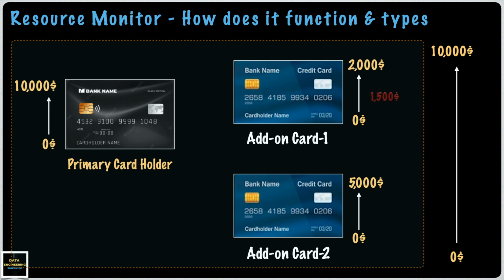If we take another scenario where add-on card 1 holder has spent $1,500 and the primary account holder has spent $8,000, the total spend has reached $9,500 and nobody can spend more than $500, even if the individual cardholder has enough spend as far as their credit limit is concerned. Snowflake Resource Monitor works in a similar fashion. There are minor differences and exceptions, and we will understand them in the following slides.